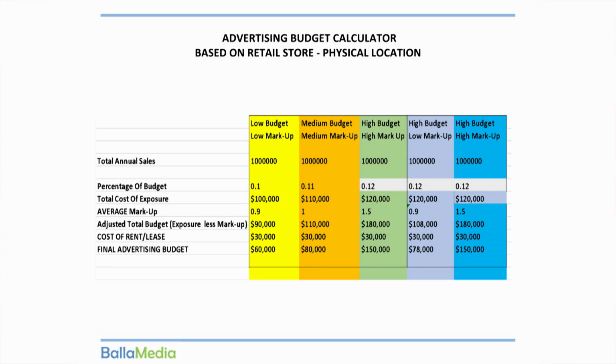There are different things that we're going to look at in terms of calculating the budget. We're going to start off with his annual sales of $1 million. For his percentage of budget, we're going to take a low markup, medium markup, and a high markup.